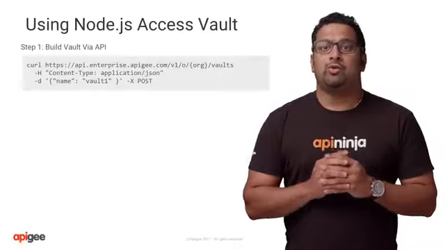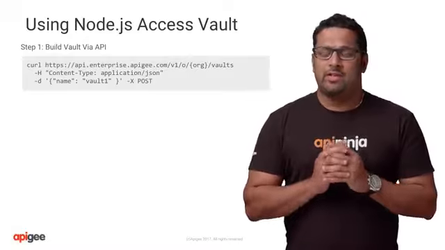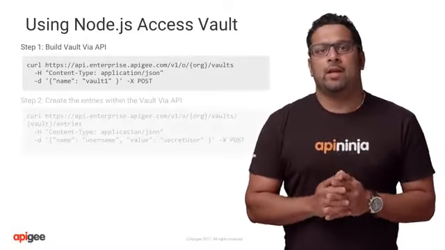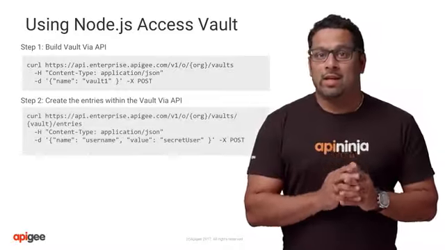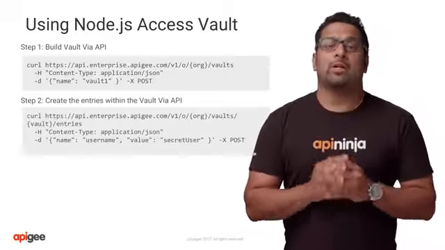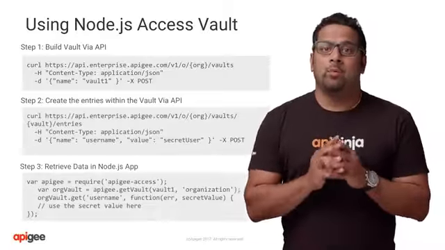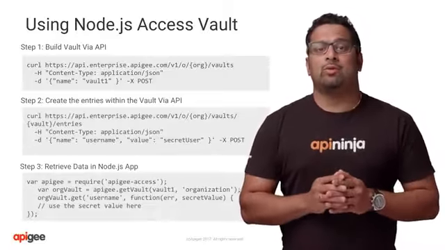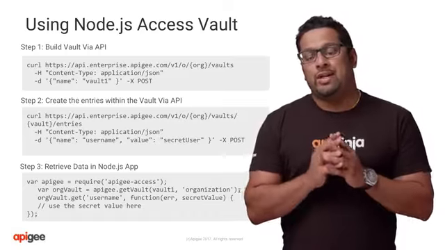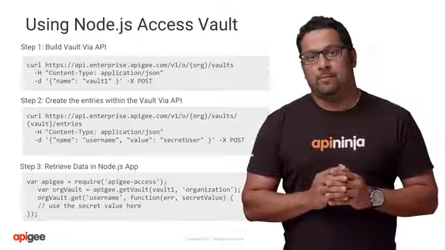Other option is to use vaults. In the first step, you will need to call the management API to create the vault. In the second step, you will create the entries within the vault that was created earlier using the management API. The vault entries can only be accessed via Node.js. We have the Apigee Access Node module that can be used for retrieval.